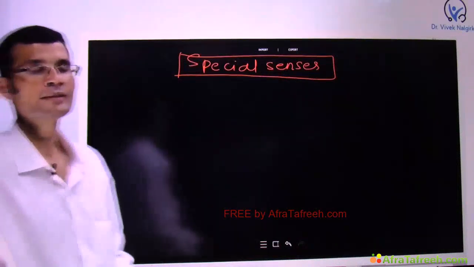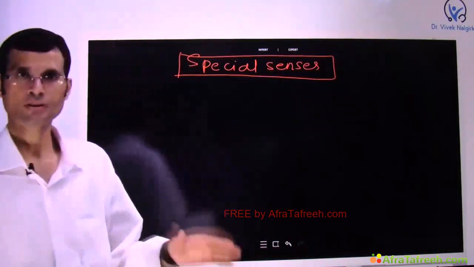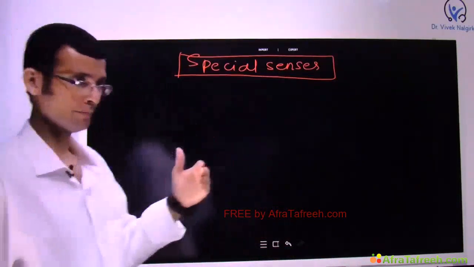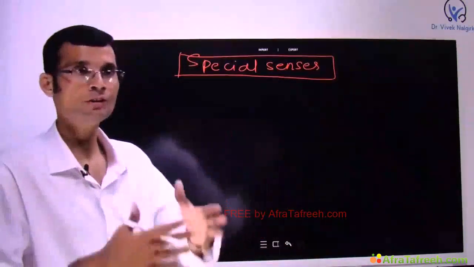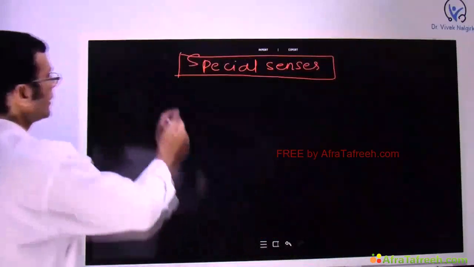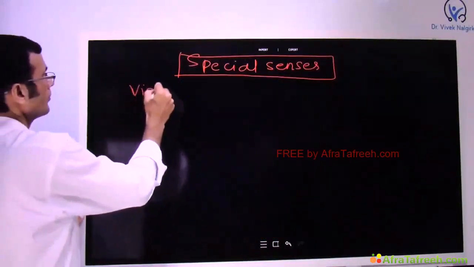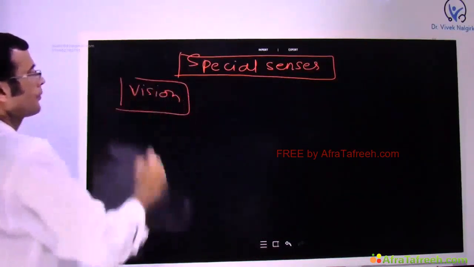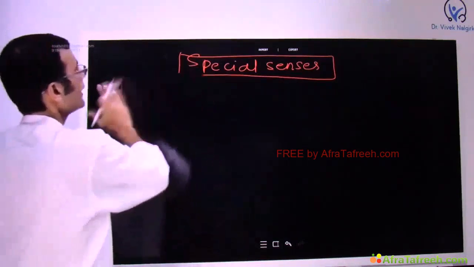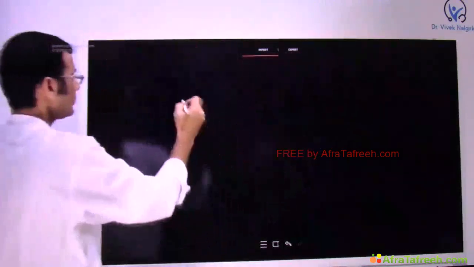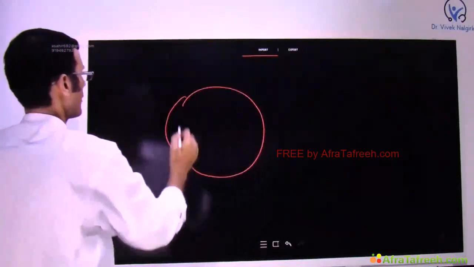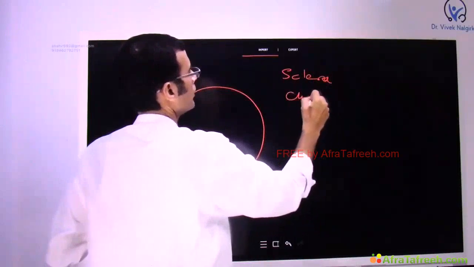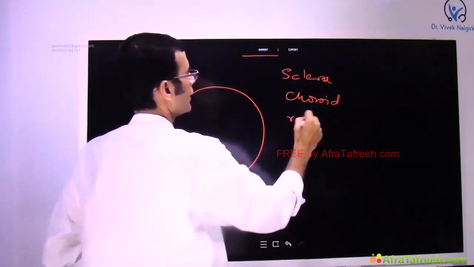Since we have discussed the sensory system and the general senses, let us also discuss the special senses, particularly the important ones like vision, hearing, and equilibrium. Starting with the visual sense. There are three layers of the eyeball: the sclera, choroid, and retina.